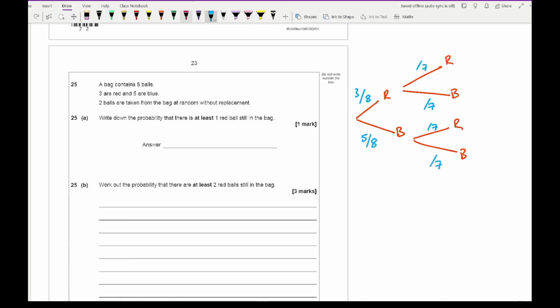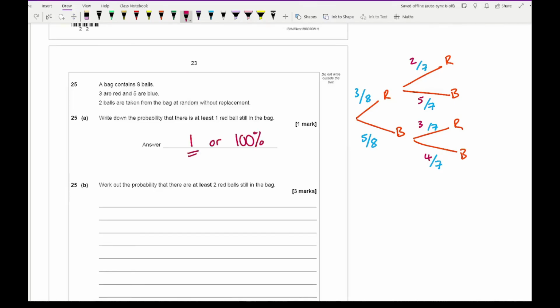And so filling these in, I'm only going to have 2, I'm still going to have 5, I'm going to have 3, and I'm going to have 4. So they have set it up. Now the question is saying write down the probability that there is at least one red ball still in the bag. Well, for this, it's going to be certain, because regardless of what options you pick, you're always going to be left with a red ball.